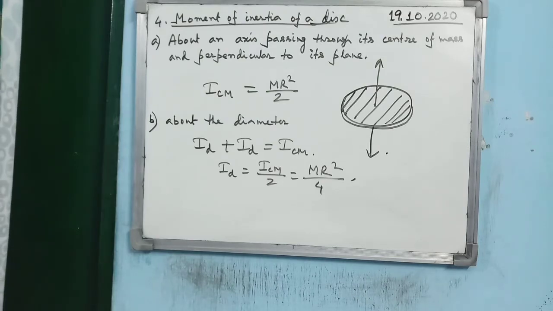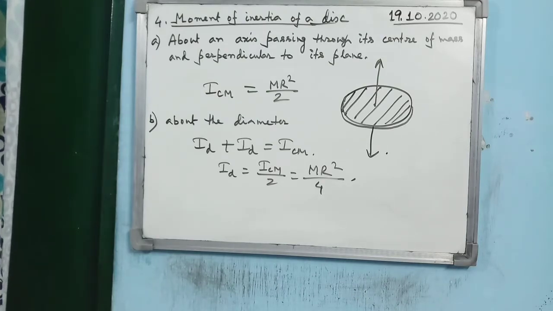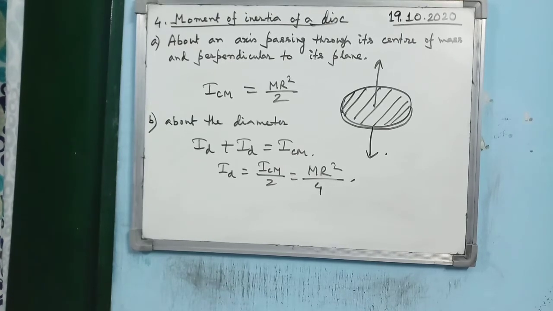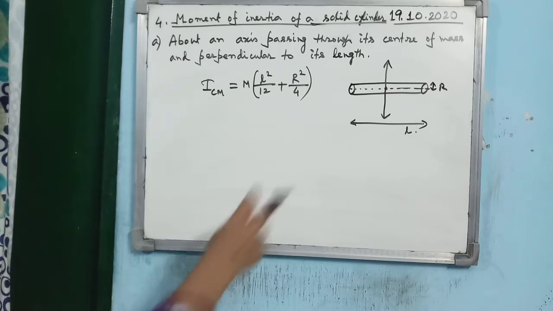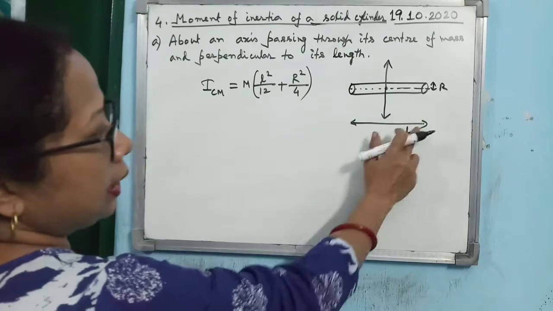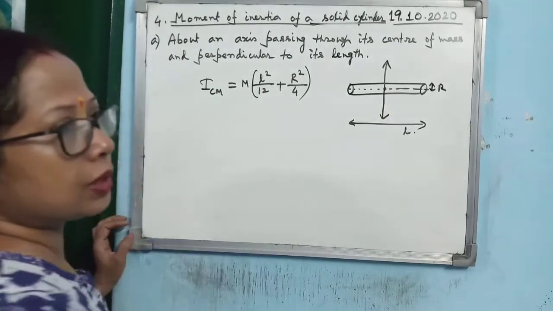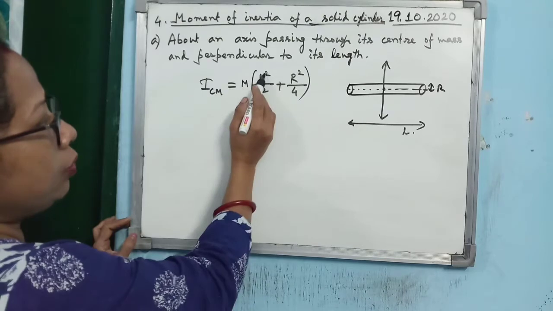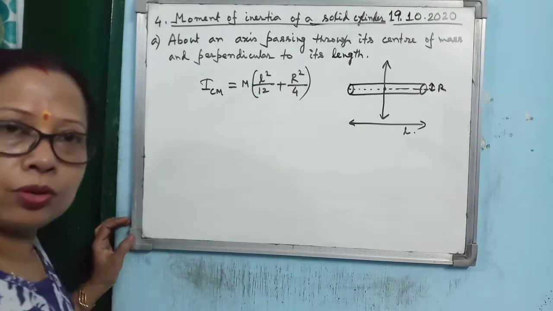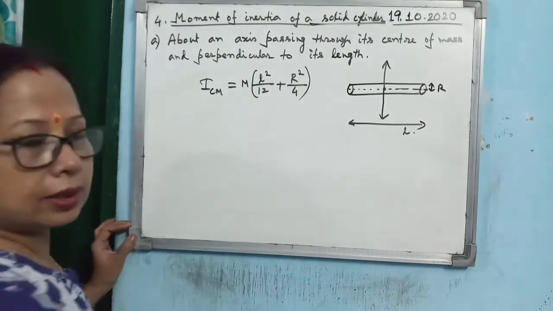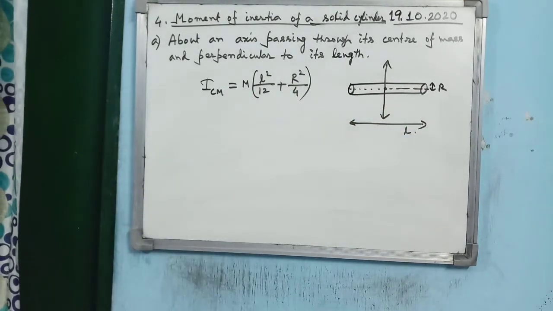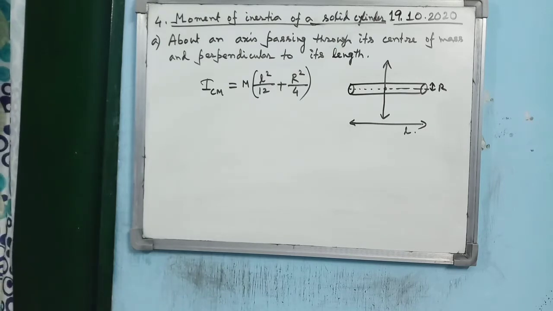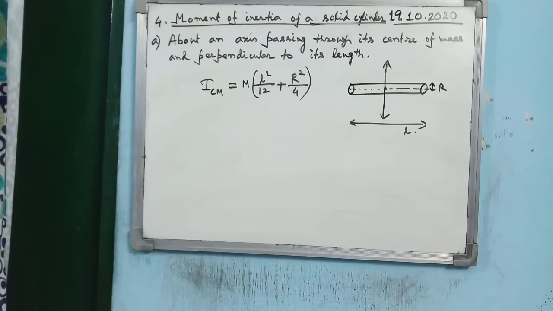Alright, so we have learnt about the rod, rectangular lamina, then ring, then disc. Coming next, consider the moment of inertia of a solid cylinder about an axis passing through the center of mass and perpendicular to the length, where r is the radius of the cylinder. It is given by m into L square by 12 plus r square by 4. In the book there is a mistake, it is written h, it will be r. Remember, this is the moment of inertia of a solid cylinder.